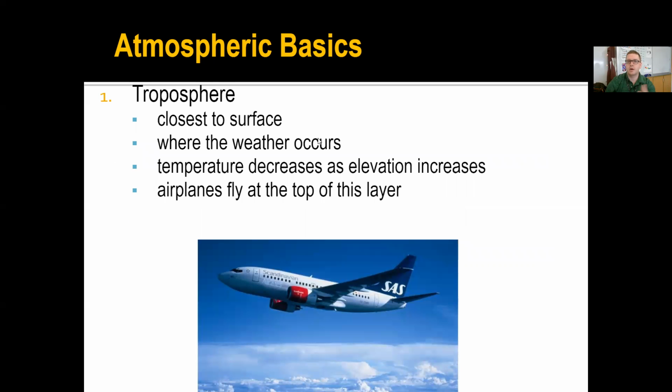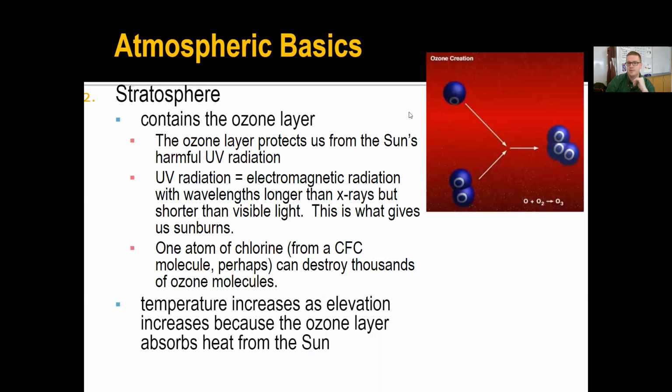So our first layer, it's the one we live in. It's the troposphere. It's closest to the surface. It is where all the weather happens. As you go up in elevation, temperature is going to decrease. At the very top of the layer is where airplanes fly, 30, 40,000 feet, right above the clouds. So troposphere, closest to the surface, weather happens here.